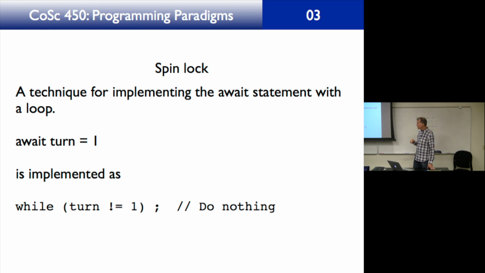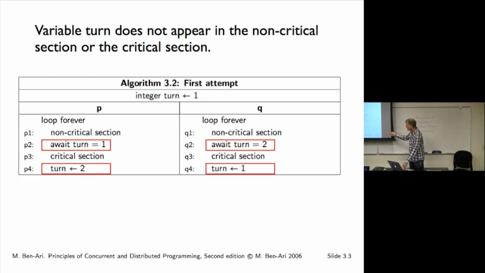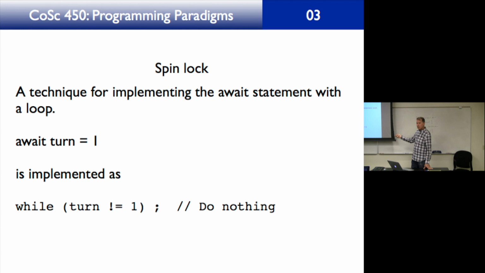Now, what is a spinlock? A spinlock is a technique for implementing the await statement with a loop. So in this solution, when it says await turn equals 1, the way you do that in the program itself is you say while turn is not equal to 1, and then you have an empty C++ statement.